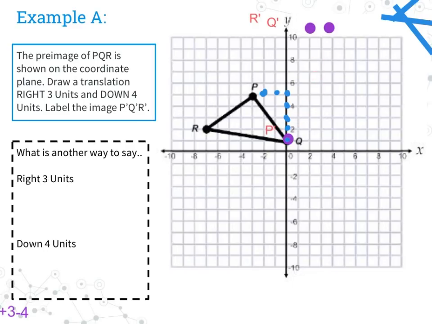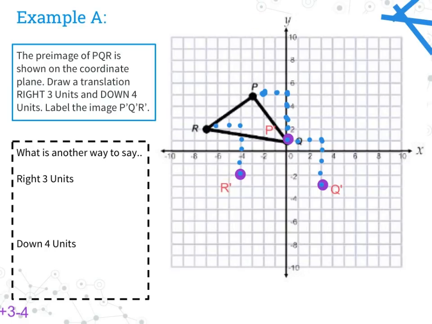Now I'm going to go to coordinate Q, and I'm going to start there with the counting. Again, same thing. I'm going to count 3 to the right, 1, 2, 3, and I'm going to count 4 units down, 1, 2, 3, 4. Once I've done that, I'll take my point, and then I'll label that Q prime. And finally, I'm going to do the same thing with my point R. I'm going to count 1, 2, 3, and down 1, 2, 3, 4. Finally, I'll label that point R prime.